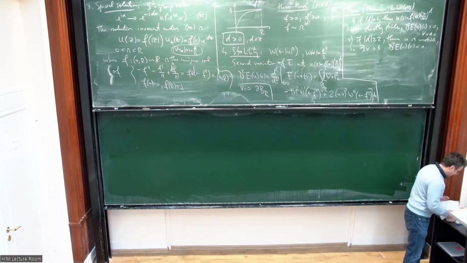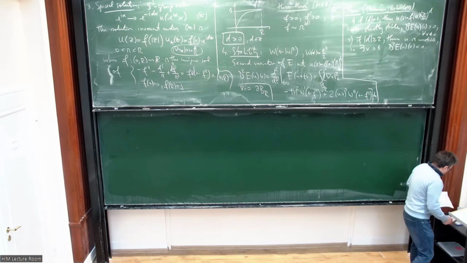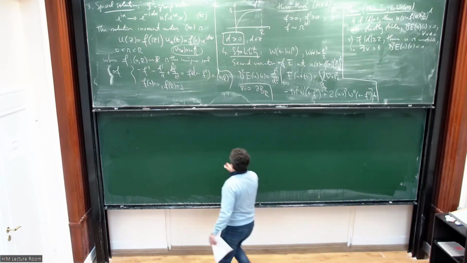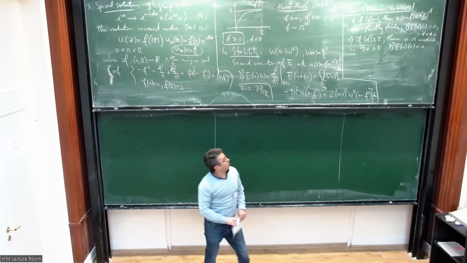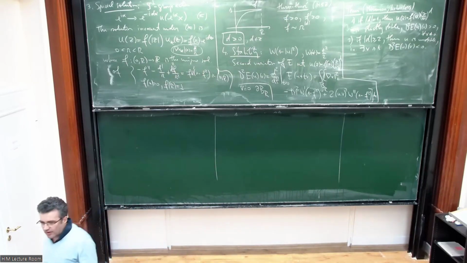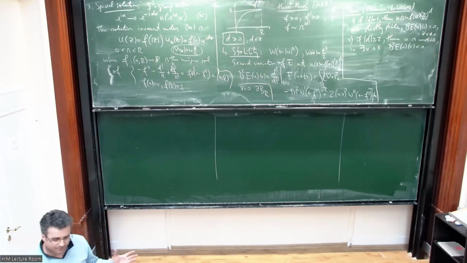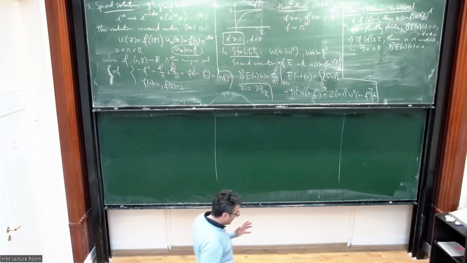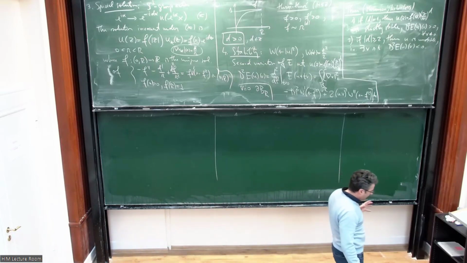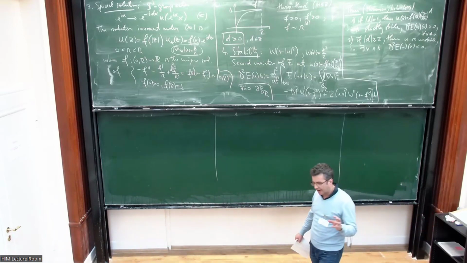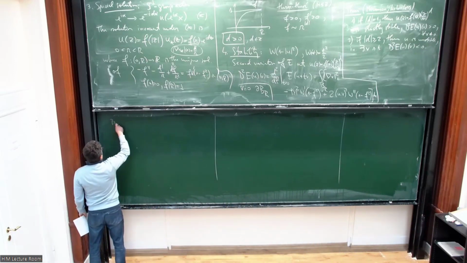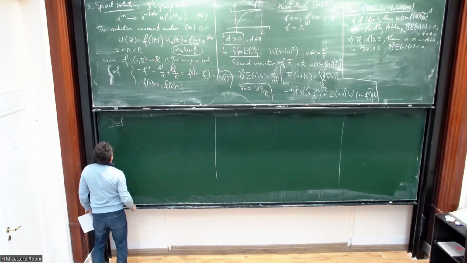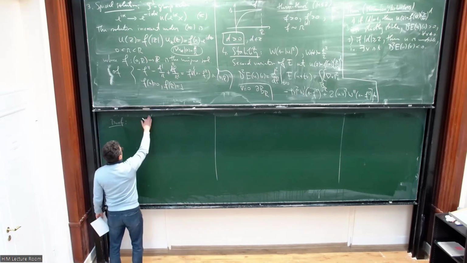So let's see how much I can do. Okay, so what we do is, the second variation is a quadratic function. So what we do is a Fourier decomposition, and then we analyze the modes. Okay. So, Fourier decomposition.